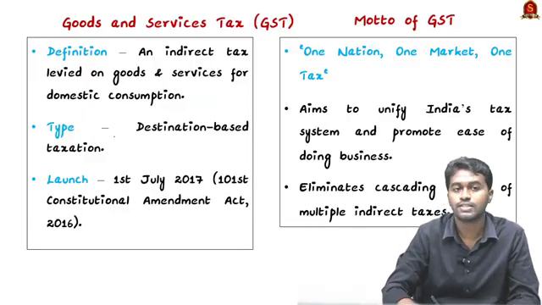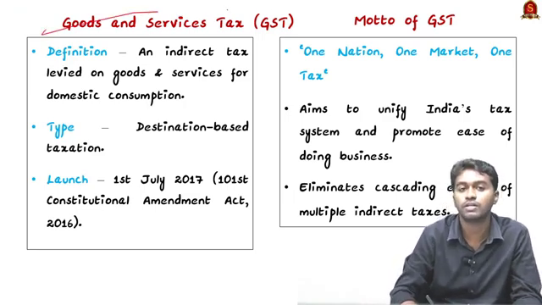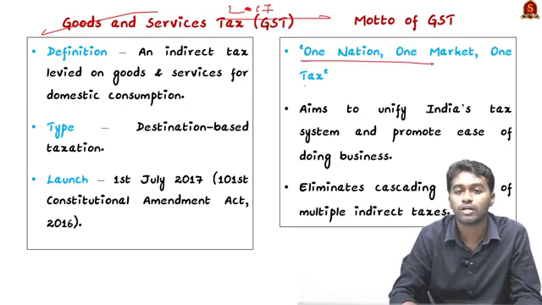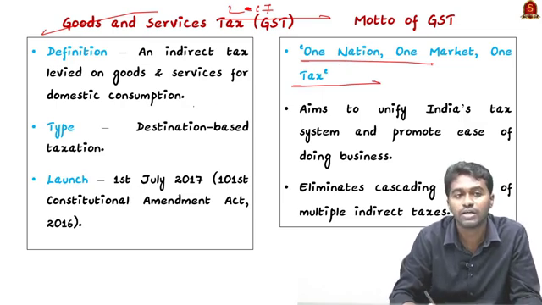So coming to the GST, it is a static part. We know that it was implemented in the year 2017, with the motto "One Nation, One Market, One Tax" through the 101st Constitutional Amendment.